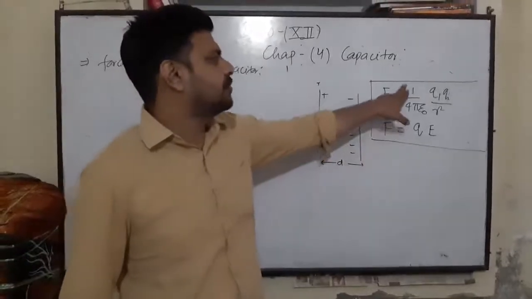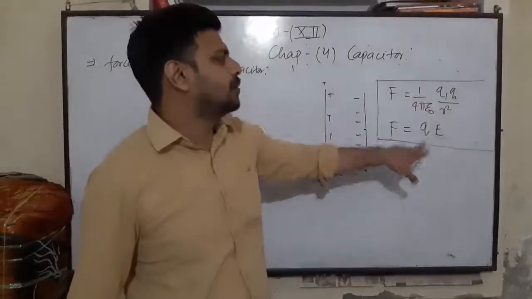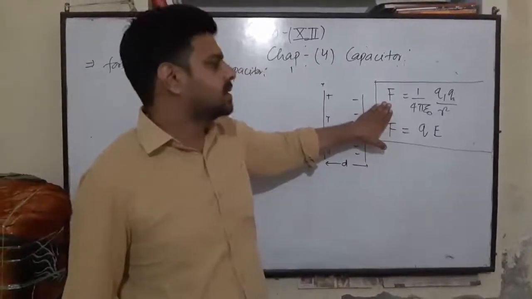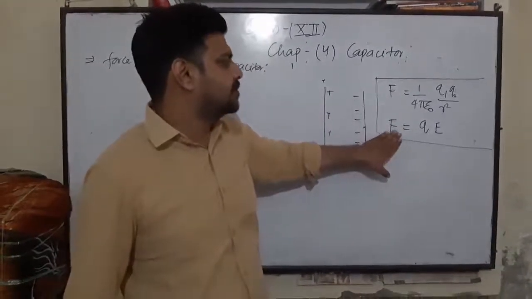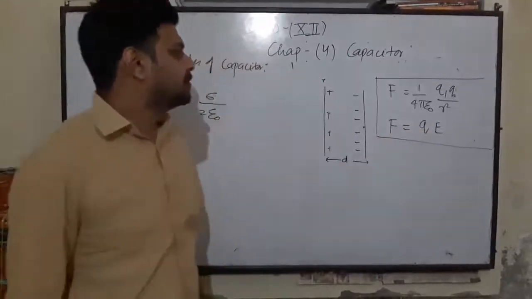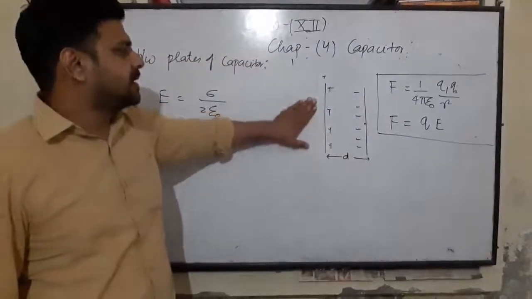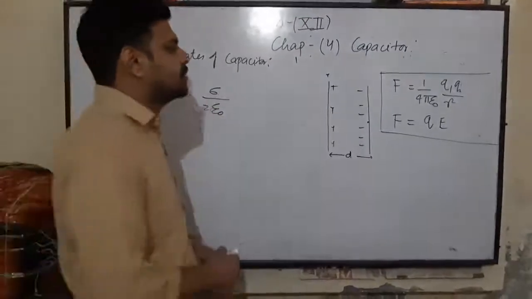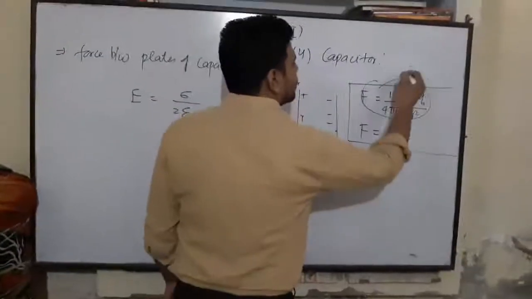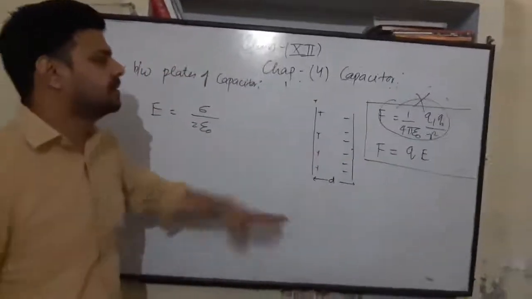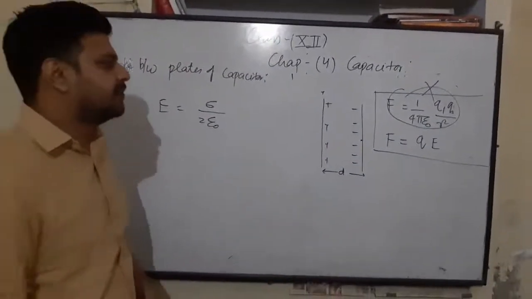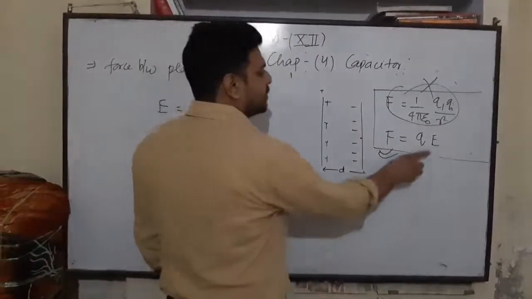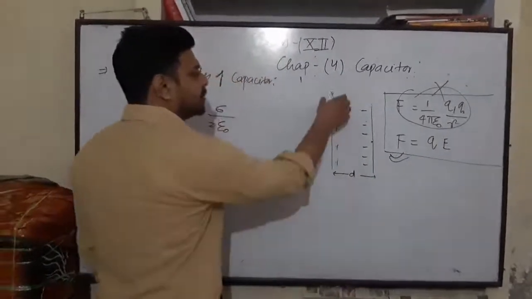One is F is equal to 1 over 4 pi epsilon naught Q1 Q2 upon R square. It is applicable only for point charges, and the other formula is F is equal to Q into E. So in this problem, these charged plates cannot be considered as point charges. So we cannot use this formula to find the expression for force between these two plates. We will use this formula.